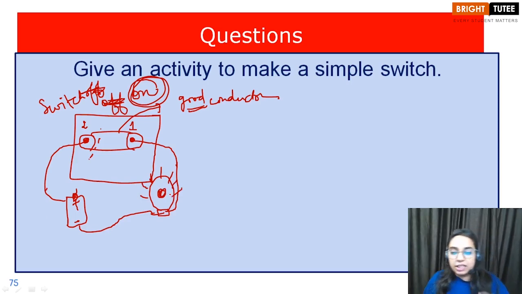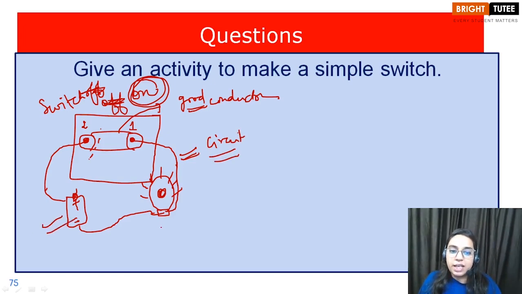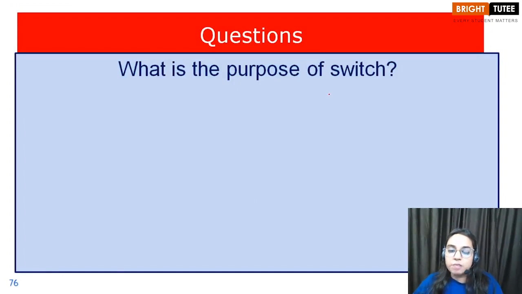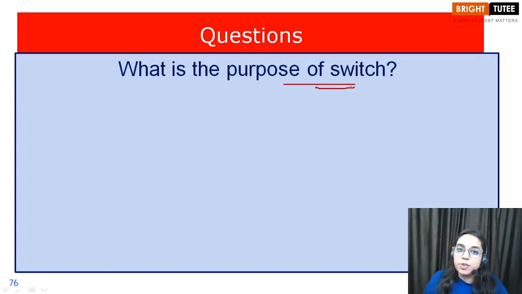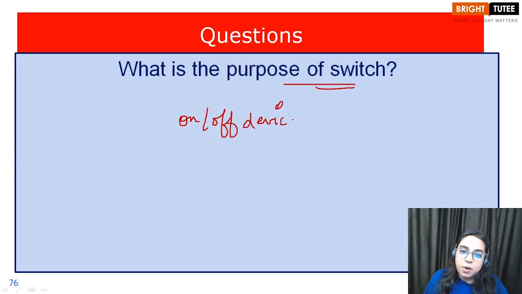So children, this is the simplest way in which you can make a switch and check it through use of this electric circuit, having a cell and a bulb. So next question: what is the purpose of a switch? The purpose of a switch is that it is an on-off device, right children? Switch is an on-off device.